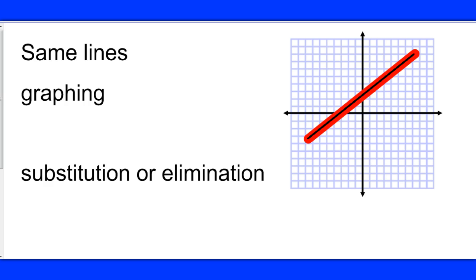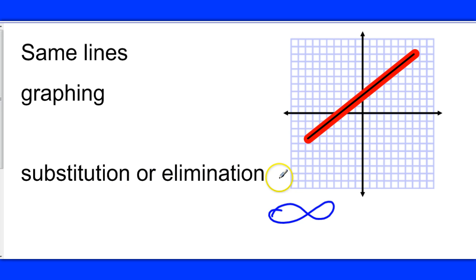If they are the same line, again, when you go to graph them, you will see that the two lines land right on top of each other, which means how many points are there that work in both of them? A bunch. A bazillion. In fact, an infinite number. So we're going to say this has an infinite number of solutions.